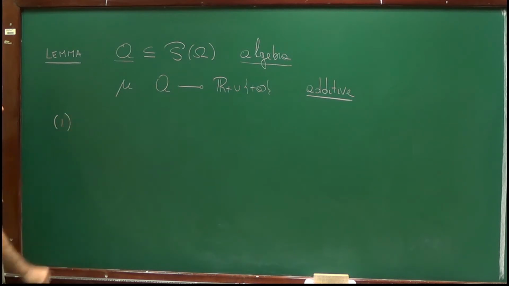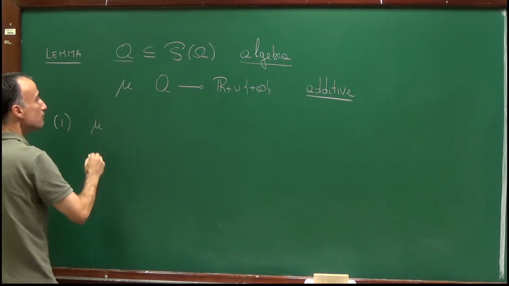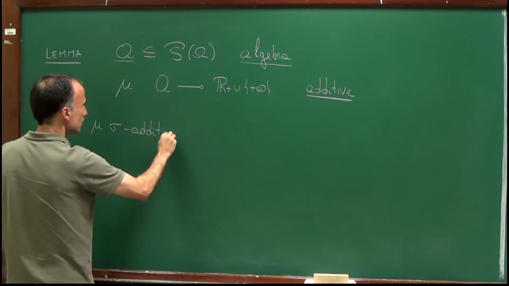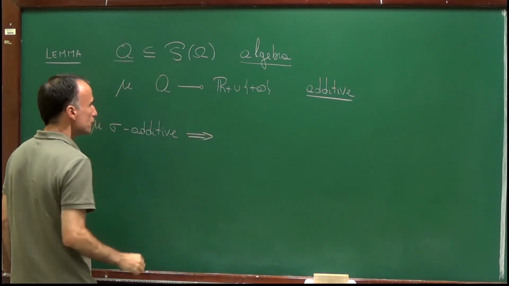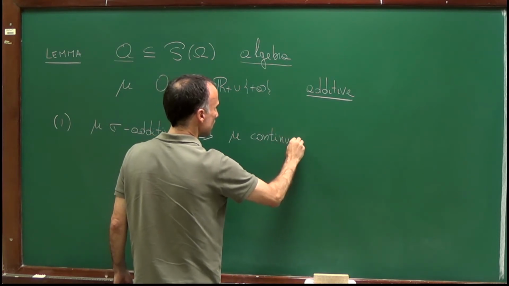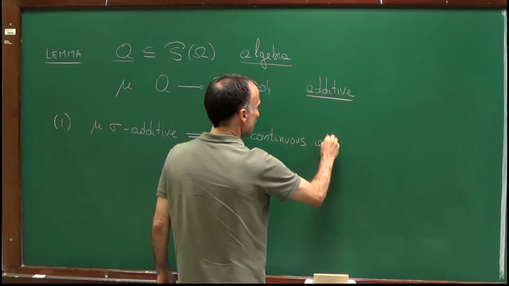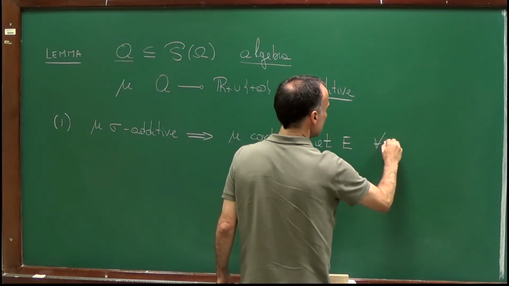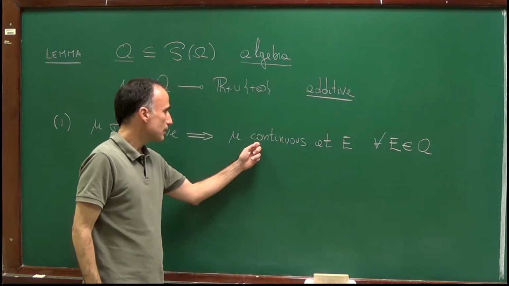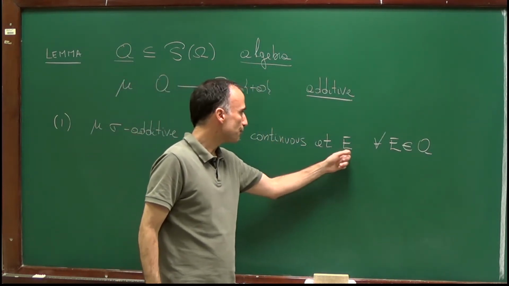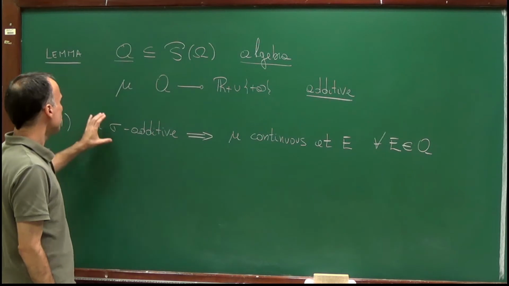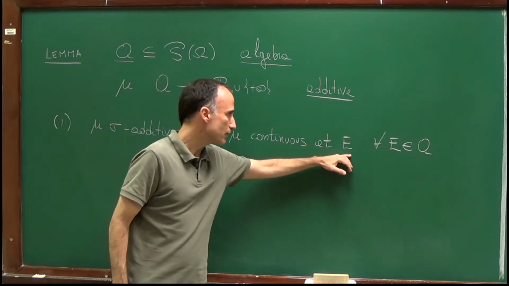Then my first claim is that, assume that mu is in fact sigma additive. Then we will prove that mu is continuous at E for all E in A. And when I'm saying that mu is continuous at a set E, it means that it's continuous from above and from below. So if mu is sigma additive, we have continuity at any set.